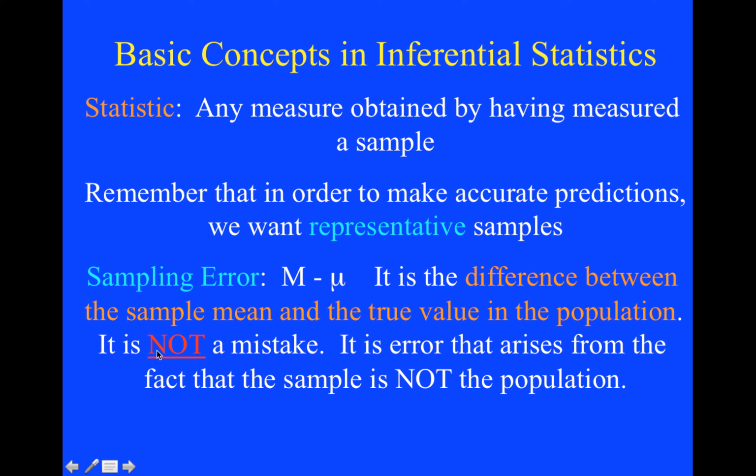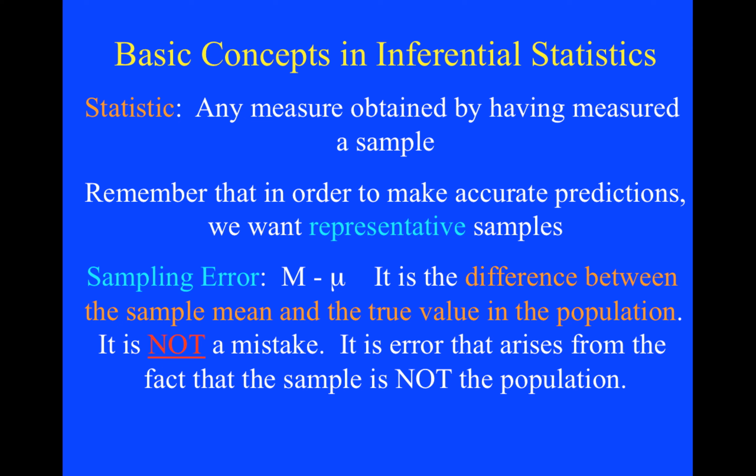It's very important to note that sampling error is not a mistake. It's not an error in that sense. It's not a mistake that somebody makes. It is error that arises from the fact that the sample is necessarily different than the population. So if I took 5 people at random from the class and calculated their height, their average height is necessarily going to be different than the true average height of the entire class if I measured everybody. That difference between the sample of 5 and the entire class is referred to as sampling error.